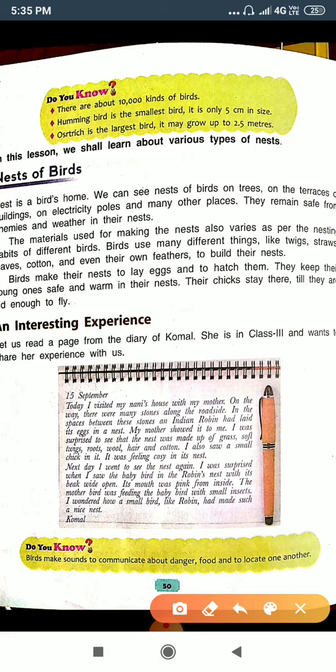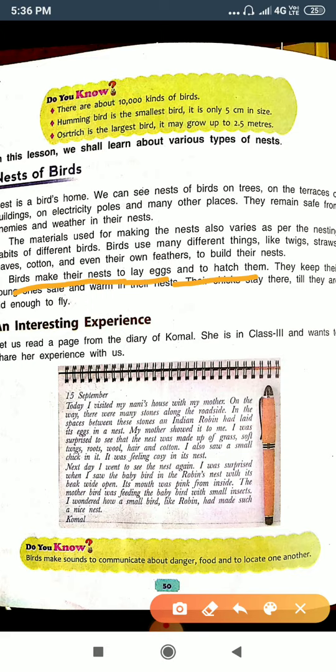Twigs, straws, leaves, cotton, and even their own feathers, they are using to make their nest. Birds make their nest to lay eggs and to hatch them. Why do birds make their nest? To lay eggs and to hatch them. So, this is the answer to the question: why do birds make their nest?